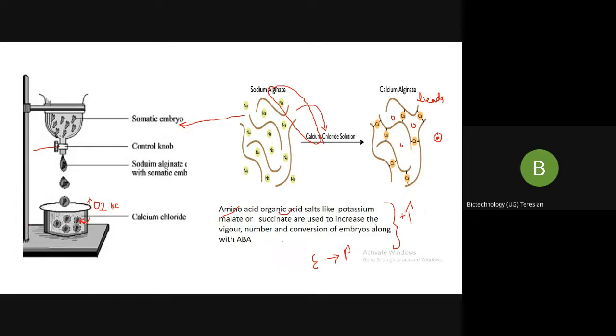So somatic embryogenesis of synthetic seeds can also be used for germplasm conservation.